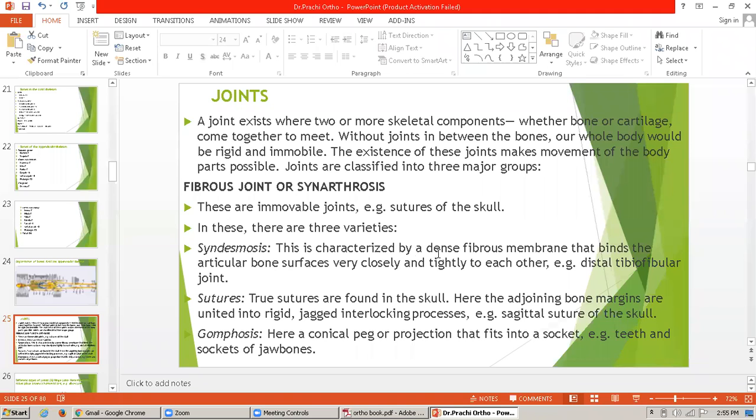Syndesmosis is characterized by a dense fibrous membrane that binds the articular bone surfaces very closely and tightly to each other. For example, there is the distal tibiofibular joint. And in the sutures, the two bones found in the skull, the adjoining bone margins are united into a rigid, jagged interlocking process. For example, the sagittal suture of the skull. And gomphosis: here, a conical peg or projection fits into a socket. For example, teeth and the socket of the jaw bone.